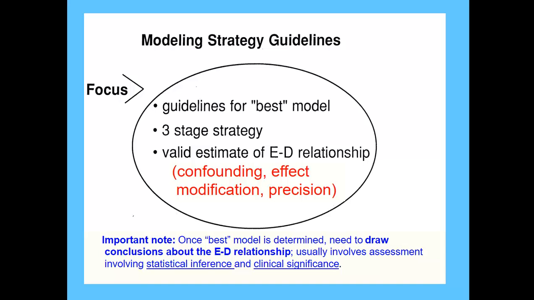I'm not sure. So it's a three-stage strategy. The goal is to get a valid estimate of the exposure-to-disease relationship, and typically that means you want to get a point estimate. If it's logistic regression, the main measure of effect of interest, which you could use in different kinds of studies, whether it's a cohort, a case control, or a cross-sectional study, is the odds ratio.